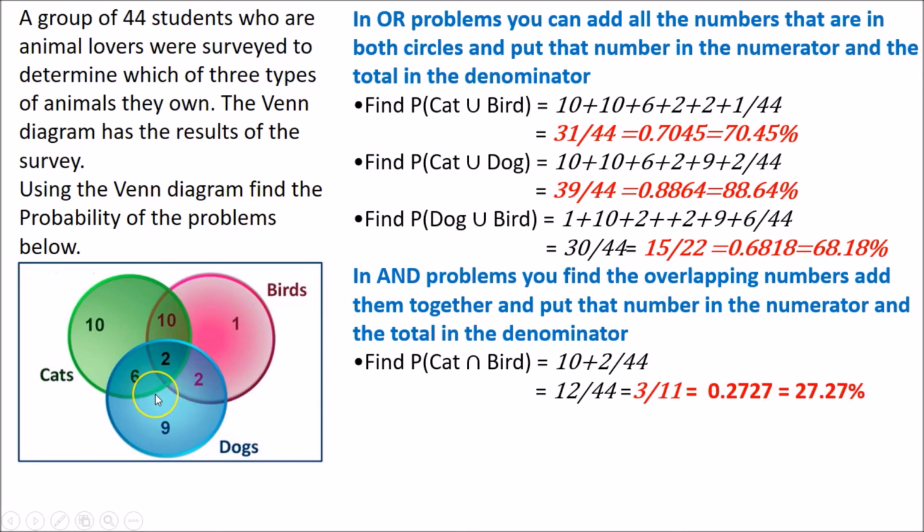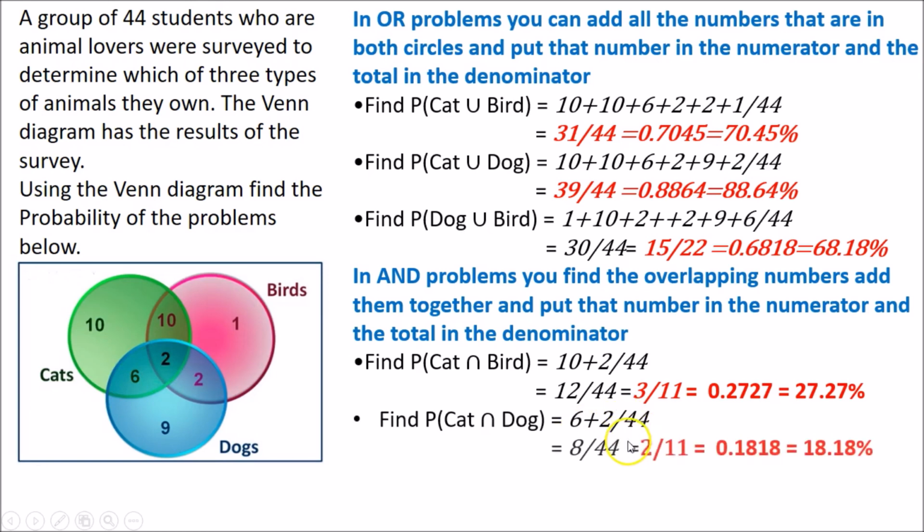All right, our next one is going to be cats and dogs. So here again, what are we looking for? We're looking for the overlap because it's an AND statement, okay? So we're going to add the 6 plus the 2. That's going to give us 8, right? 8 over 44. Remember, we're going to put it over the total again. This one also reduces to be 2 over 11. So that's going to be 0.1818, which is going to be 18.18%.